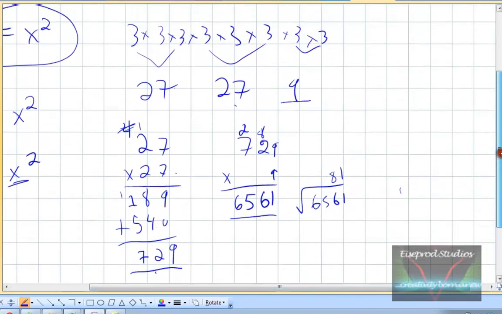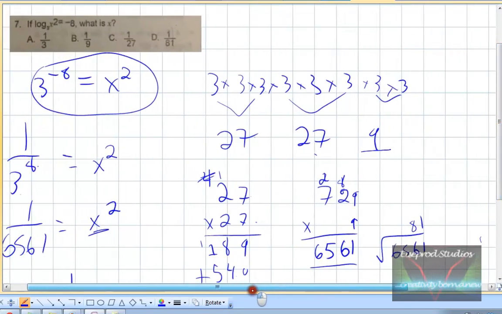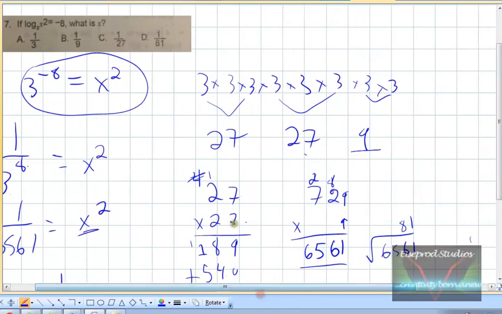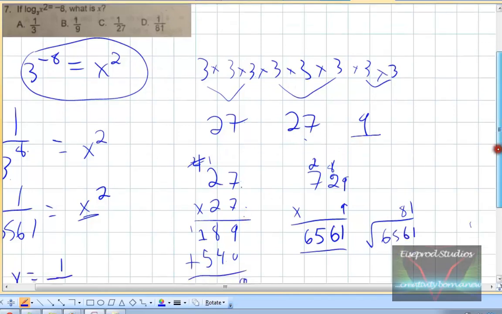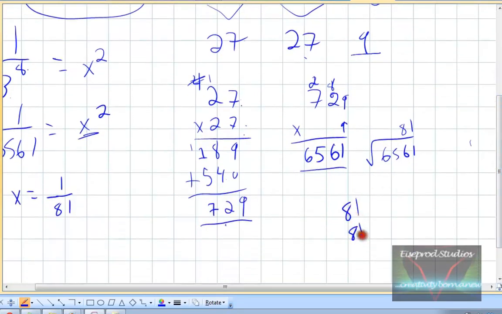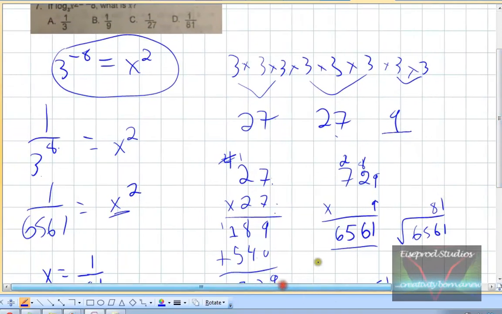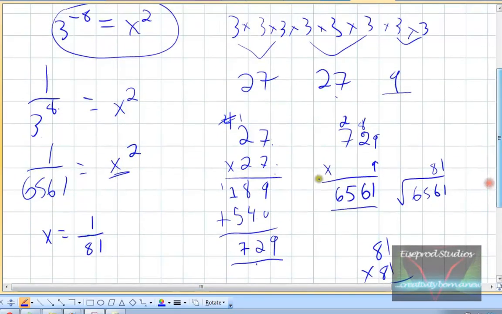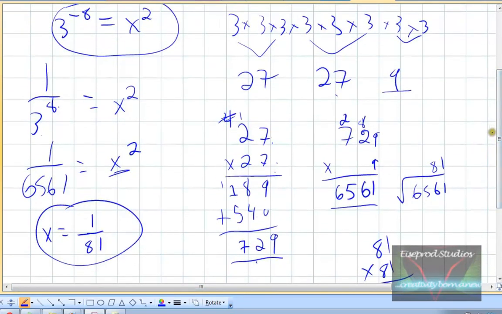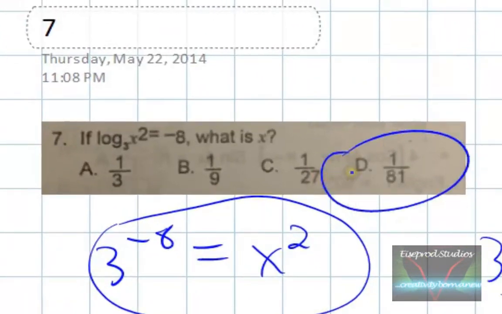So how did I arrive at my answer of 81? Well, I started by looking at my options. I know it's not going to be 3 because 3 squared is 9. 9 squared is 81. 27 squared, I did the math over here, that was 729. I'm left with trying 81. When I tried 81 times 81, I found out that my answer was going to be 6,561. And I'll let you do the math and figure that out for yourself. But yeah, that helped me figure out what the answer was, and there it is. X is going to be equal to 1 over 81. That's your option D.